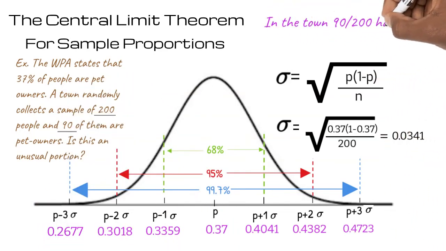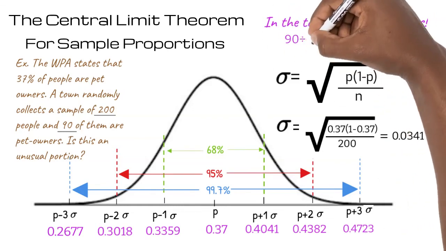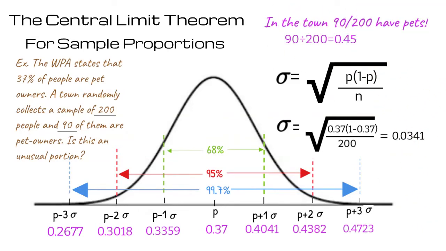Recall that in our town, there are 200 people and 90 of them have pets. In the town, 90 out of 200 people have pets. When we divide 90 by 200, we get 0.45. On our curve, 0.45 lies in this area. 0.45 lies within 3 standard deviations from the mean, so it isn't entirely unusual. However, this proportion position on the normal curve does show that the proportion of pets is higher than it would be for most other samples.